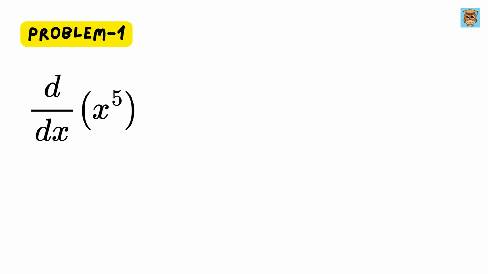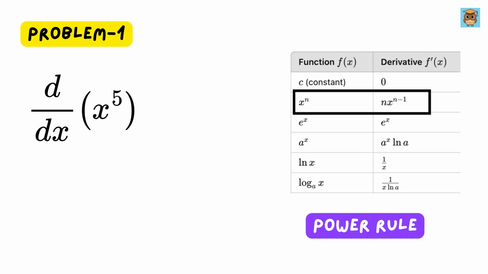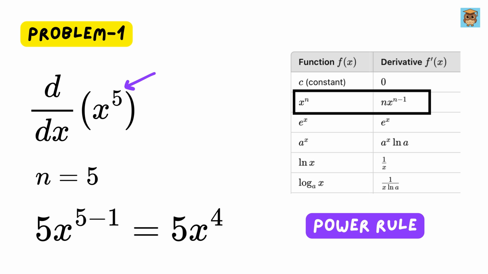Derivative of x raised to the power 5. To find this derivative, it's super simple. We use the power rule, which is used to differentiate the expressions of the form x raised to n, and is given by this. Here, n equals 5, and therefore the derivative of x raised to the power 5 is 5 times x raised to the power 5 minus 1, or 4.